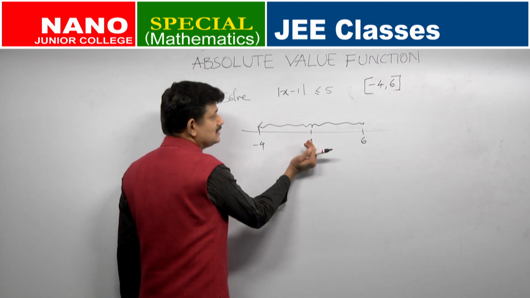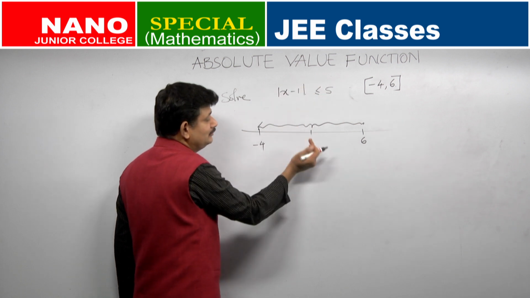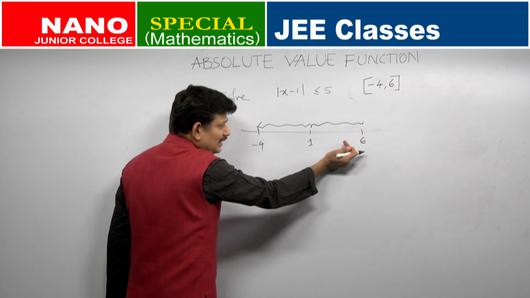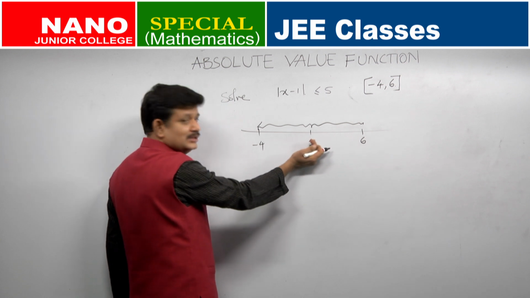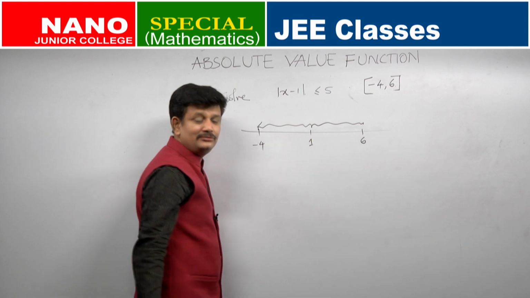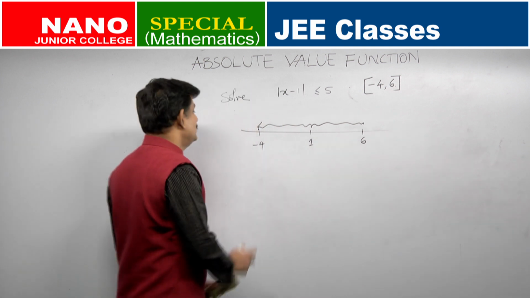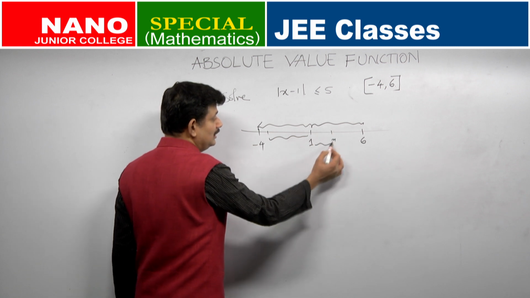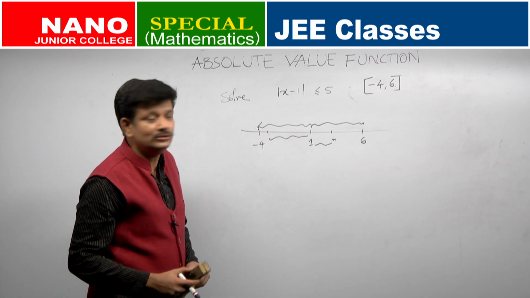I want all numbers which are at a distance of less than 5 units from 1. So, I will focus first on when it is 5 units, and from there look at all the numbers at a distance less than 5 units. All these points are at a distance of less than 5 units on the right side and all these points are at a distance of less than 5 units on the left side. Take any point in between, this distance will be less than 5 units. So, your answer will be the set of all points from minus 4 to 6.